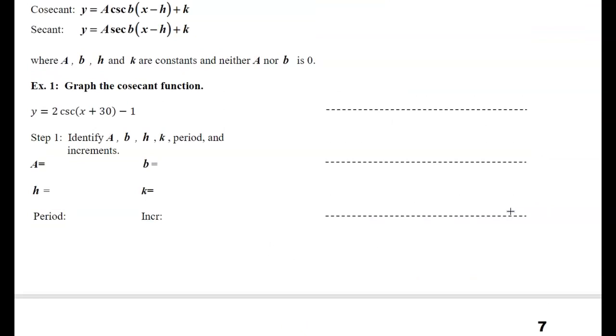First thing we do is identify A, B, H, and K. That's step 1. Step 1, always identify A, B, H, and K. I don't really know why they did a capital A here, but it's fine. What is our A value?